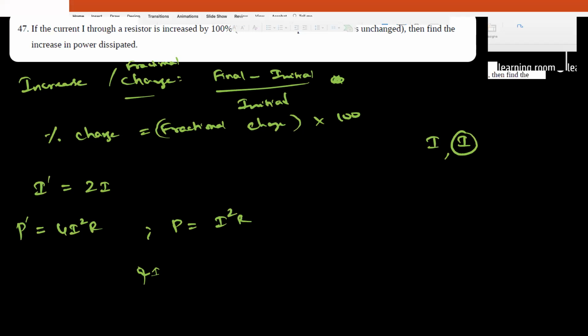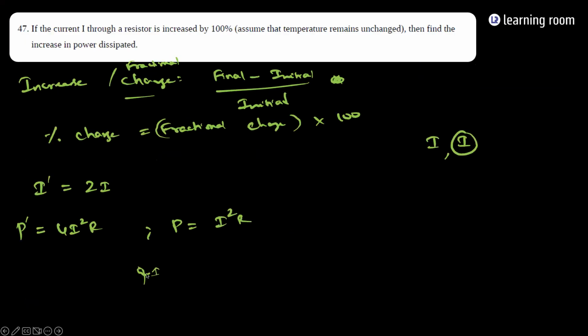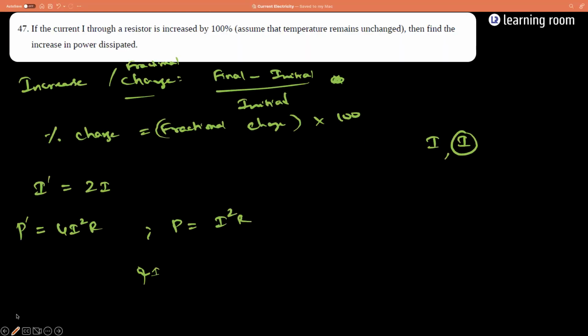My device is not writing. So 4 minus 1 divided by 1. Answer should be 300. See, my device is not writing properly. So 300% is the answer. I hope everybody understood.